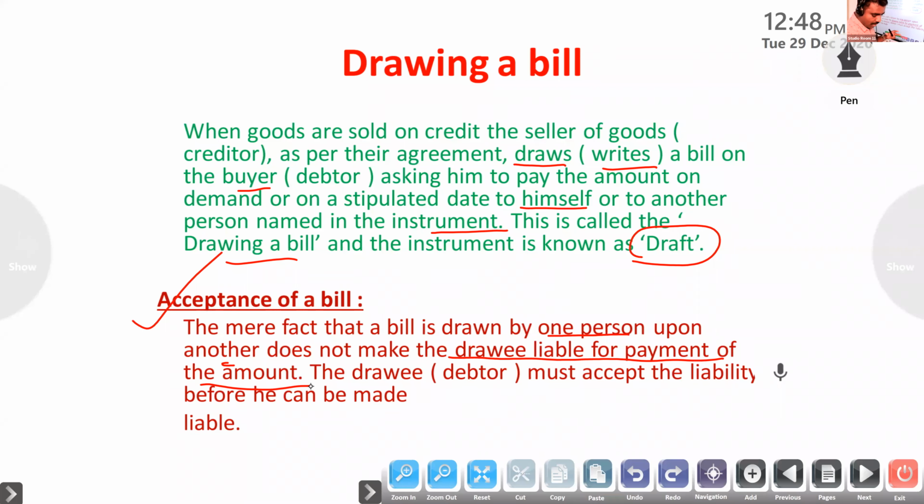So how can we understand whether he accepted? This is done by writing the word accepted across the face of the bill of exchange, and you have to put the signature, with the signature and date. That is called acceptance of the bill.